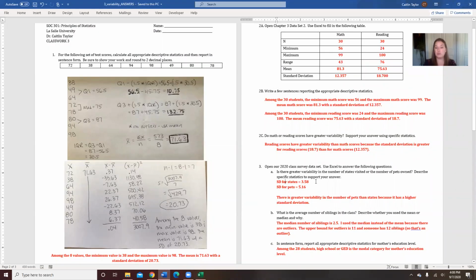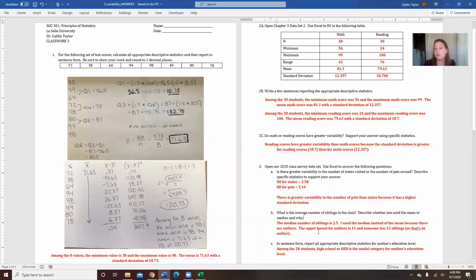So now we have these two standard deviations. Remember, the higher standard deviation means greater variability. So our final answer here is that there's greater variability in the number of pets people own than the number of states they visited, because that standard deviation is greater.